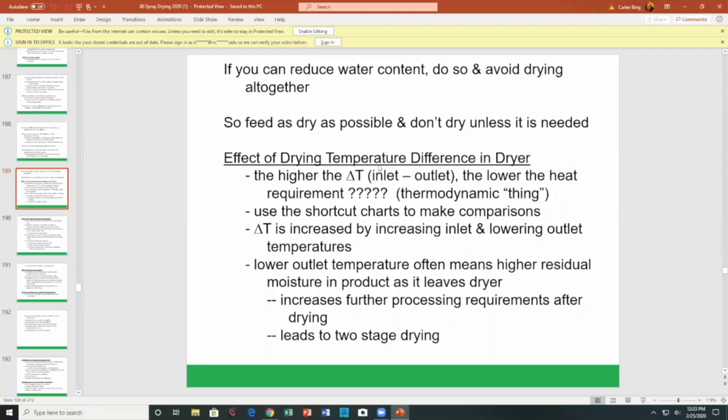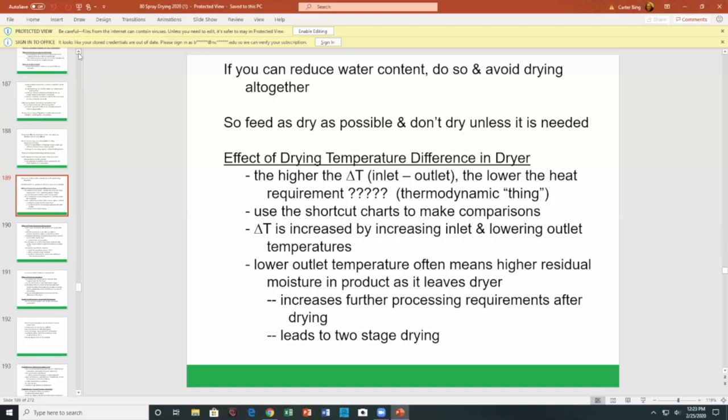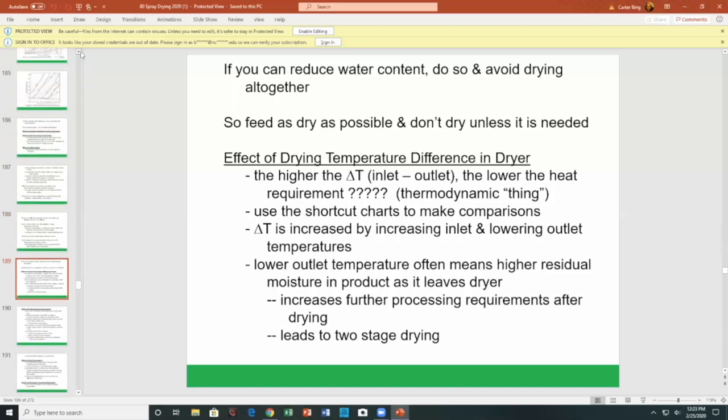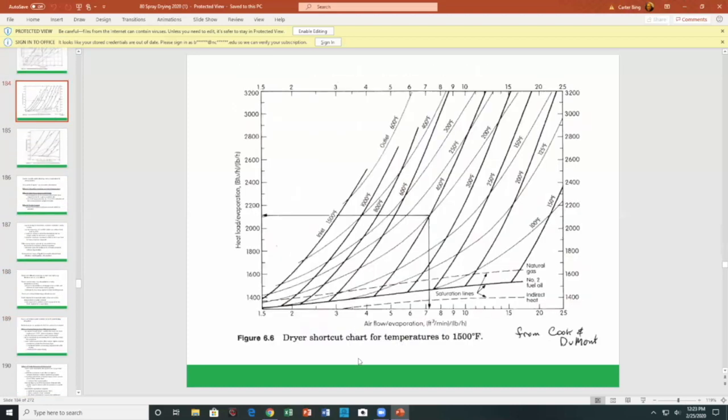Higher delta T, higher inlet outlet, lower heat requirement. It's a thermodynamic thing. I'll have to figure out what that meant. Maybe it's use shortcut charts to make comparisons. There you go. So let's go back and see, using the shortcut charts, whether that makes any sense.